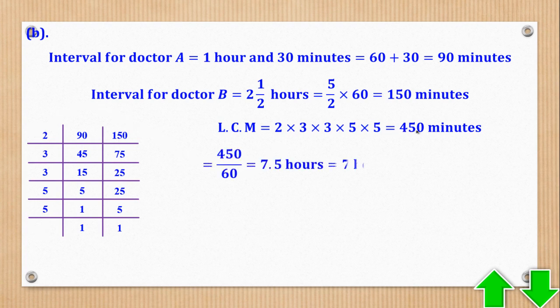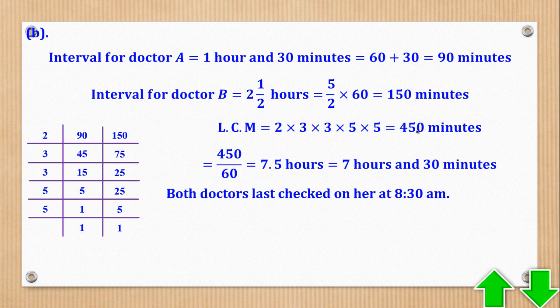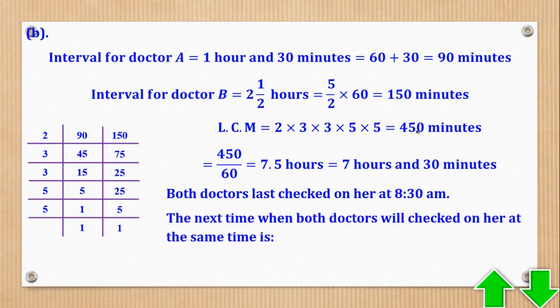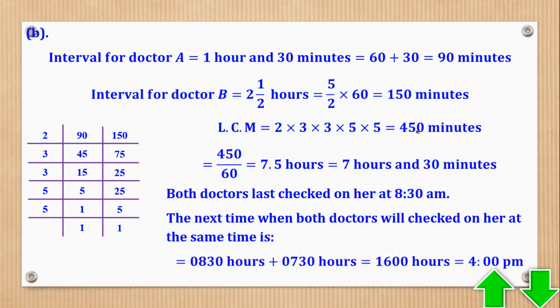450 minutes converting to hours is 7.5 hours, which is 7 hours 30 minutes. But the last checked on her again at 8:30 a.m. So what we do, we shall add on the 8:30, we shall add on 7 hours 30 minutes to give you, so now this is called 24-hour clock, 1600 hours. 1600 hours is the same as 4 p.m. in 12-hour clock, and that's what they wanted.